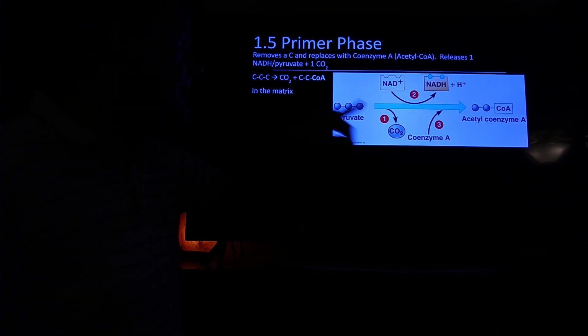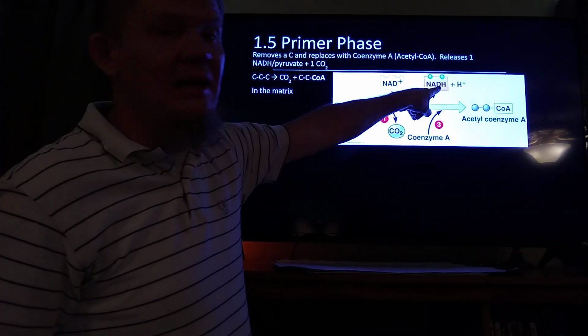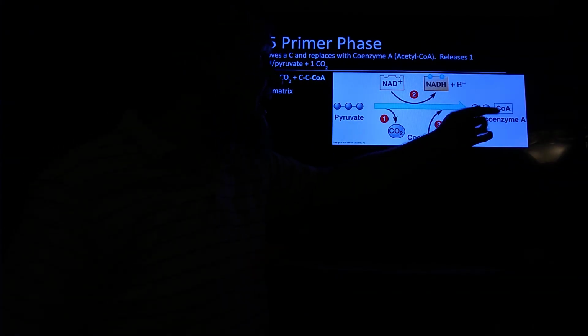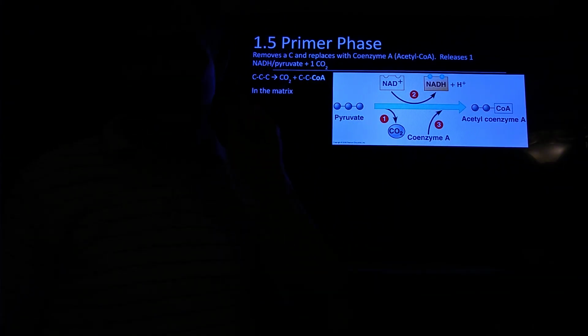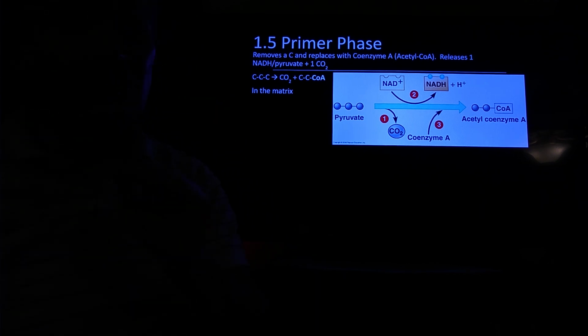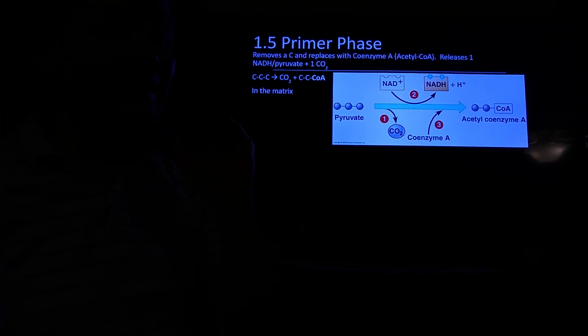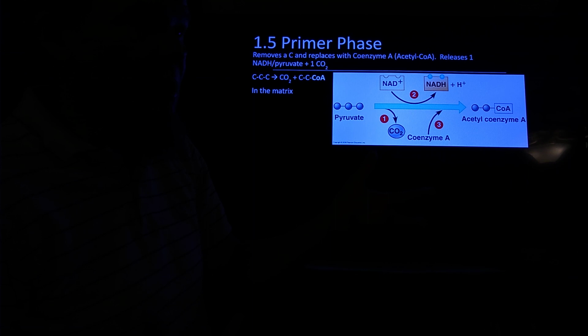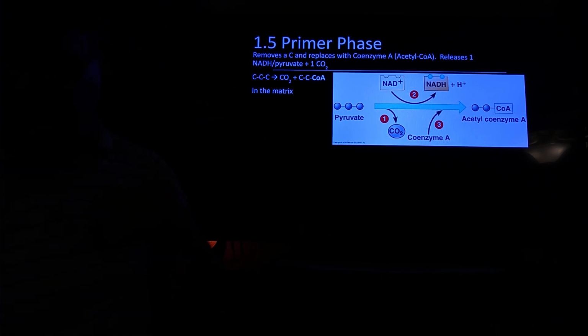All right. Carbon dioxide we breathe out. NADH goes to step 3. The only thing we're left with now is acetyl CoA, and we take acetyl CoA to step 2 because that was the whole purpose behind primer phase, is to get pyruvate ready to go to step 2. The way it's ready is now it's a new molecule called acetyl coenzyme A.